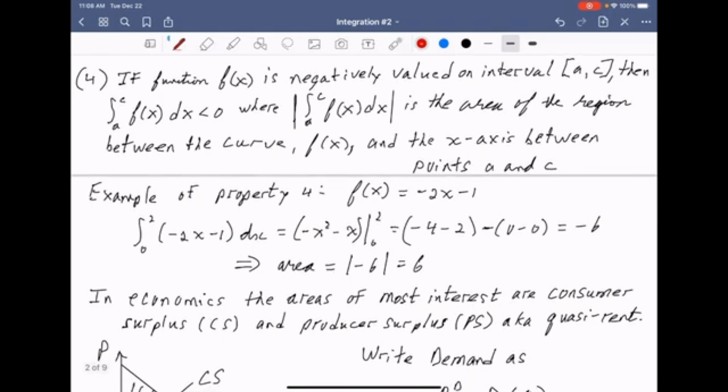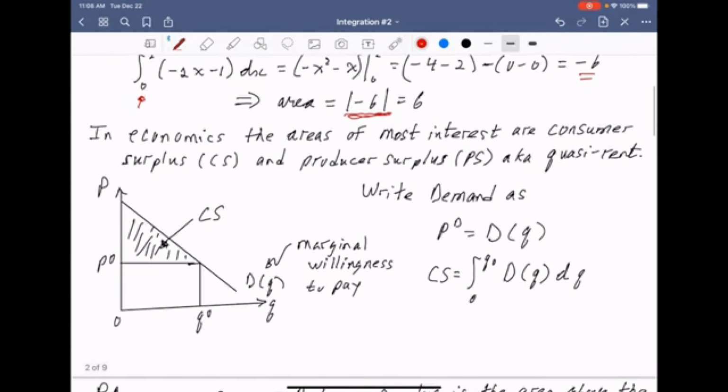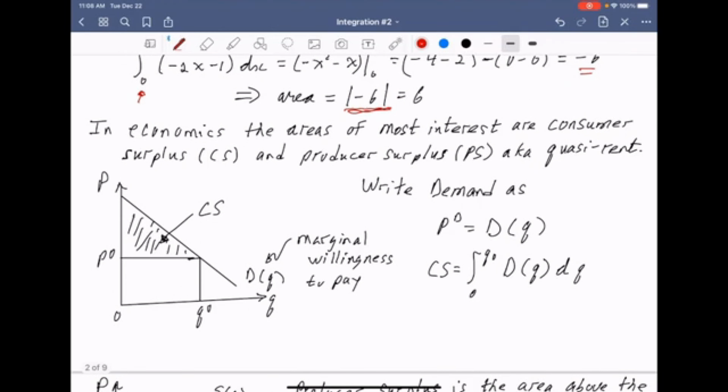As an example of this particular property, consider f of x equal to minus 2x minus 1. We're going to take the integral from 0 to 2 here, and we find that when we do that, we get minus x squared minus x evaluated at 0 and 2. And that gives us the result minus 6. But remember, the area is the absolute value, so then it's 6. We can't have a negative area, of course, in economics because we're always dealing with the positive plane. We're always dealing with positive variables.